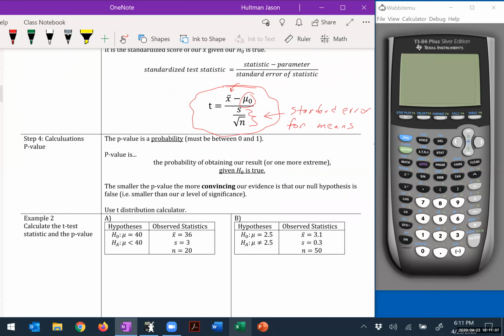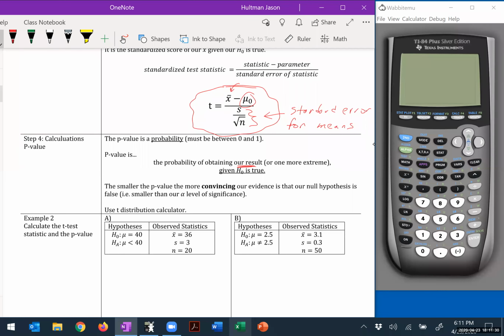Step 4. The p-value is a probability. It must be between 0 and 1. The p-value is the probability of obtaining our result, or one more extreme.